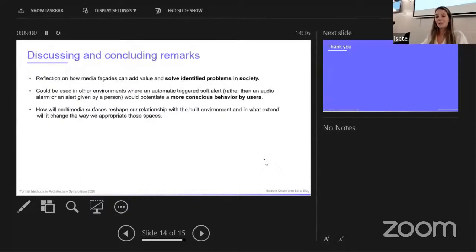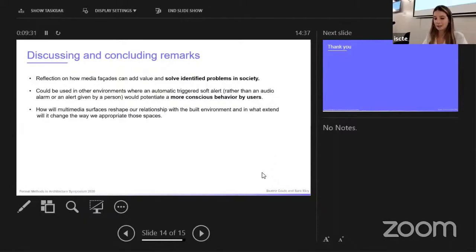About the discussion and concluding remarks, the study is a reflection on how media facades can add value and solve identified problems in society. And the proposal could be used in other environments where an automatically triggered alert, rather than an audio alarm or an alert given by a person, would potentiate a more conscious behavior by users.